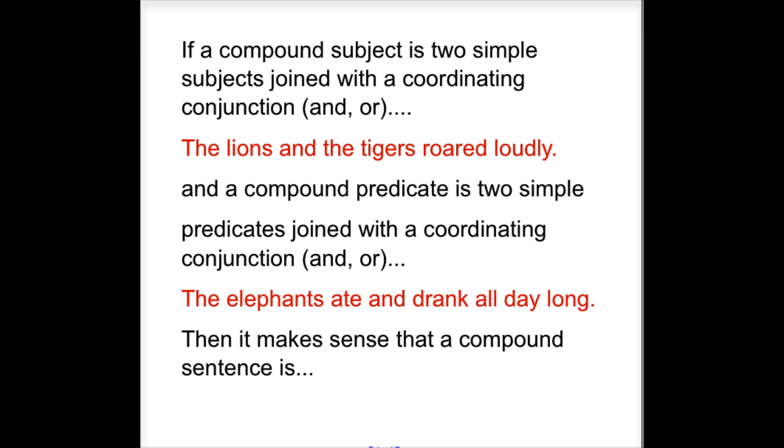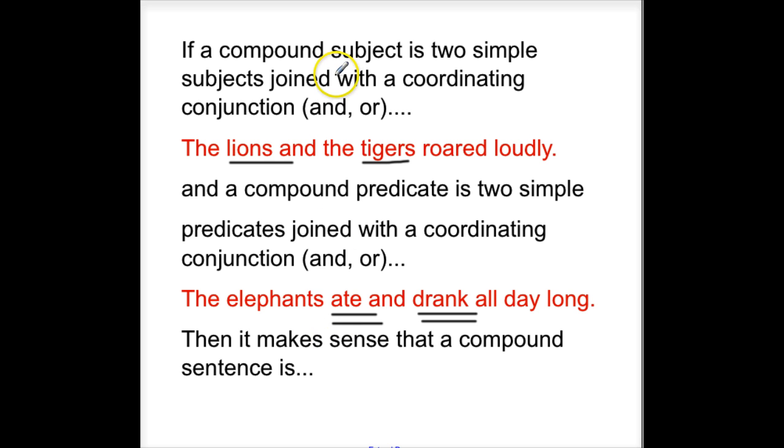If a compound subject is two simple subjects joined with a coordinating conjunction, usually and or, the lions and the tigers roared loudly. What's my compound subject in there? Lions, tigers, okay? And a compound predicate is two simple predicates joined with a coordinating conjunction, usually and or. The elephants ate and drank all day long. What's my compound predicate? Ate and drank. Let's put two lines under that. We usually put two lines under a predicate.